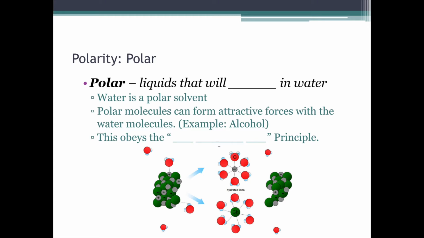For polarity, polar substances, specifically polar liquids, are ones that will dissolve in water. Water is a polar solvent, so polar molecules can form attractive forces, those intermolecular forces with water molecules. So an example is alcohol, which is also polar. We know that alcohol can dissolve in water. Now, this obeys what we call the like dissolves like principle, saying if two things have the same polarity, they will dissolve in one another. So, polar will dissolve in other polar substances.